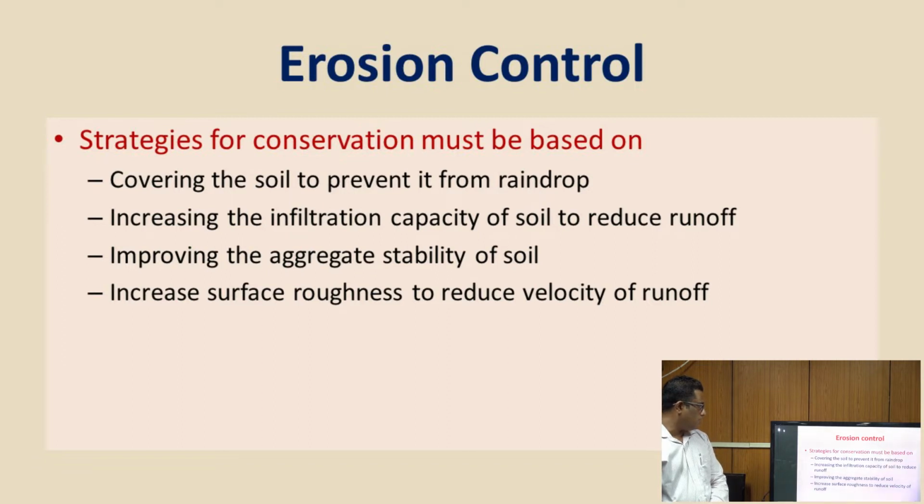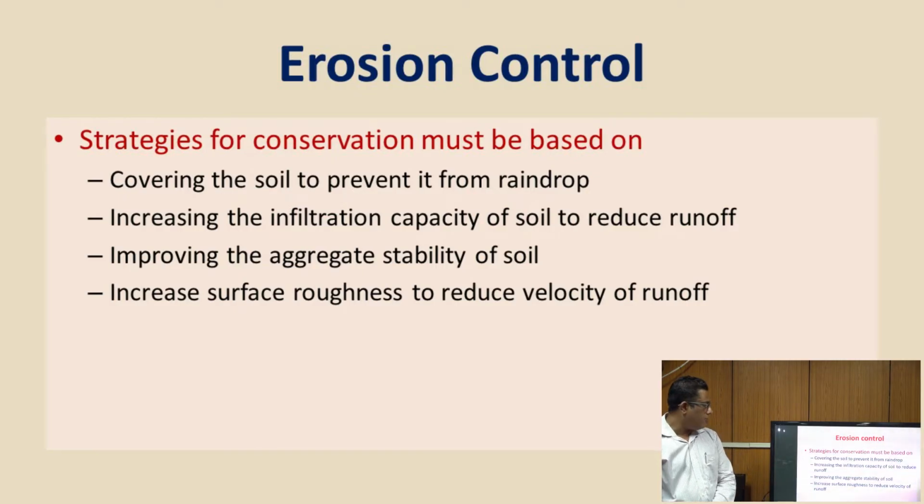Topics which can come under this are covering the soil to prevent it from the rainfall. We have to make measures so that the impact of rainfall on the bare soil should be minimum. So we have discussed that we have to cover the soil maybe with vegetation, so that the kinetic energy with which the raindrop is falling can be minimized.